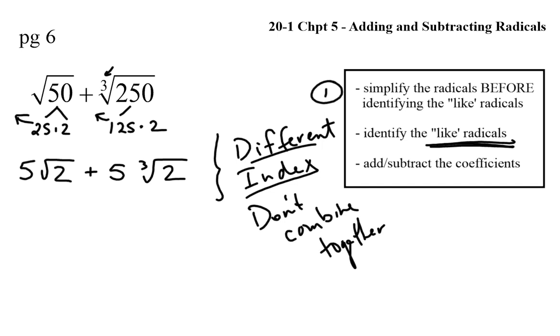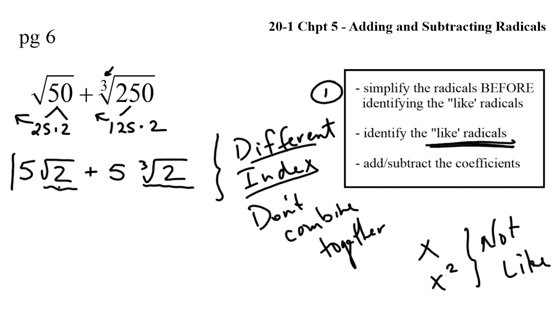Just like with polynomials, x and x squared, they are not like. We don't combine those, same thing. The root of 2 is a value, and cube root of 2 is a different value. So I don't have 5 of that and 5 of the same thing. I can't combine them. That's as far as that question can go. No combining because we don't have like radicals because of different indexes.